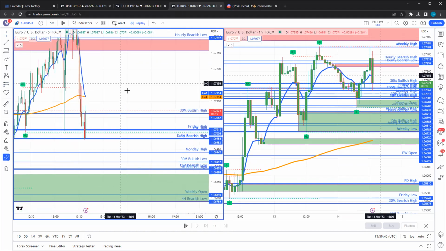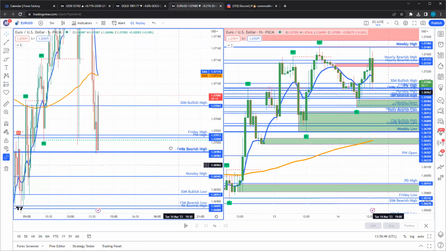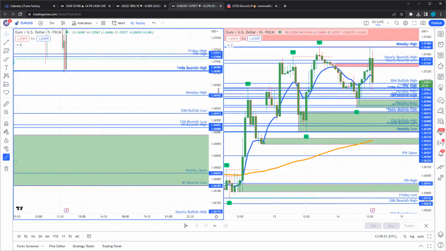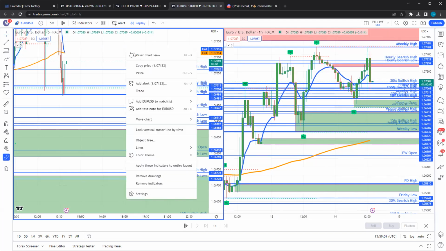EU, it's coming back to the daily bearish high. Honestly, I don't want to trade this daily bearish high because it's been tested so much. So we have a daily bearish high here, and let's see where the daily bearish low is. So this is a sell zone for EU. I'm not looking to trade this bearish zone again because it's been tested too many times.